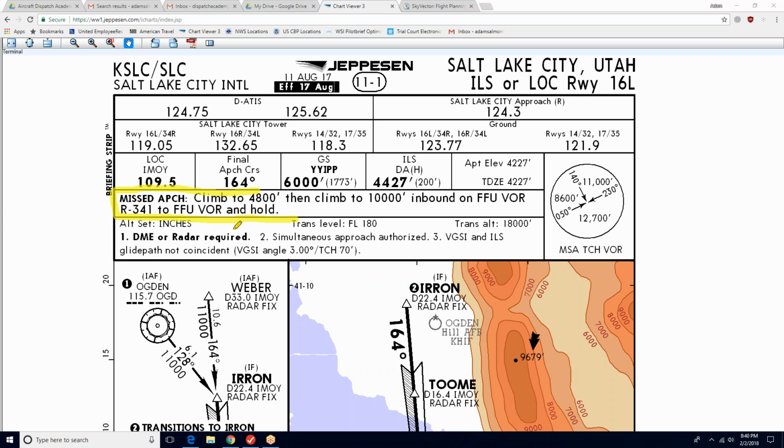So if you get down and you don't see the runway, the pilot needs to know what to do. It just basically says, okay, I don't see the runway. We're going to execute a missed approach. So they throttle back up, and then they start climbing back up. They bring the landing gear up. They climb to 4,800 feet, and then climb to 10,000 feet, and then they have to find this 341 radial off the Fairfield VOR. I'm going to scroll down so you can kind of see where.